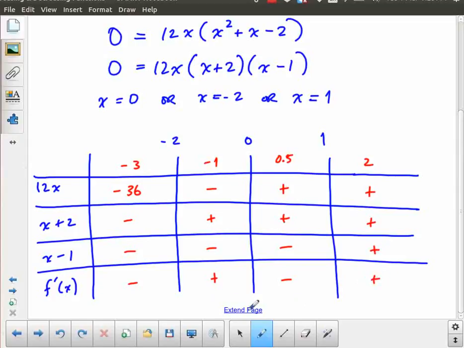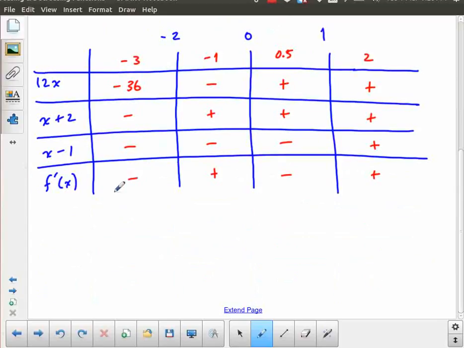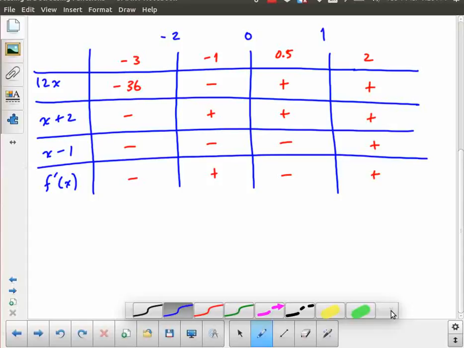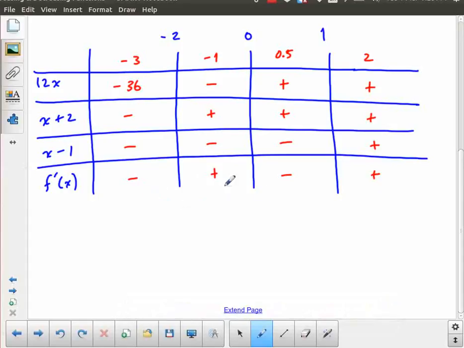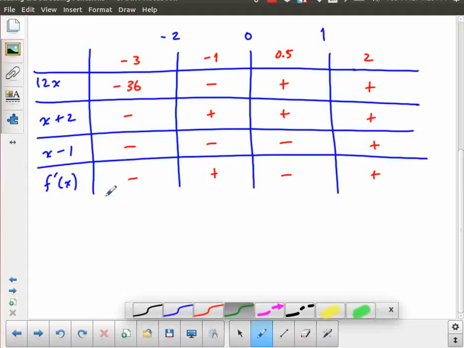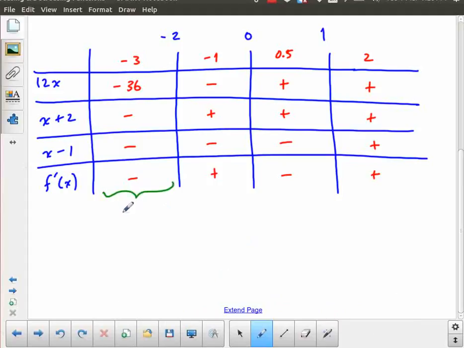Now, unlike when we use the interval table in advanced functions, we were usually solving an inequality, which would cause us to decide whether something was a pass or a reject. But here we're trying to identify intervals of increase and decrease. So here the slope is negative, so that means it is decrease. Here the slope is negative, that means it is decrease. Here the slope is positive. Remember, slope is the first derivative, so that's an increase. Here the slope is positive, that's an increase.